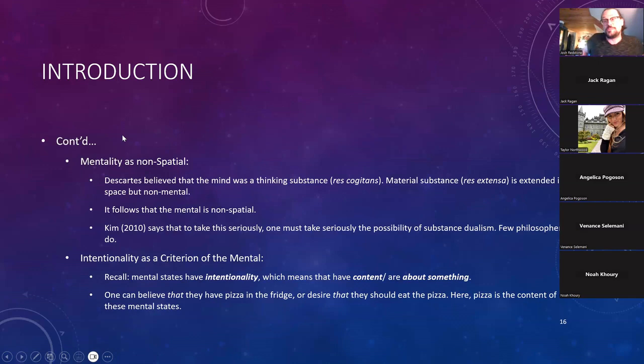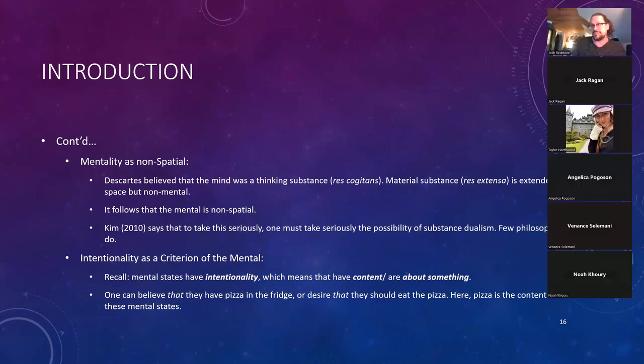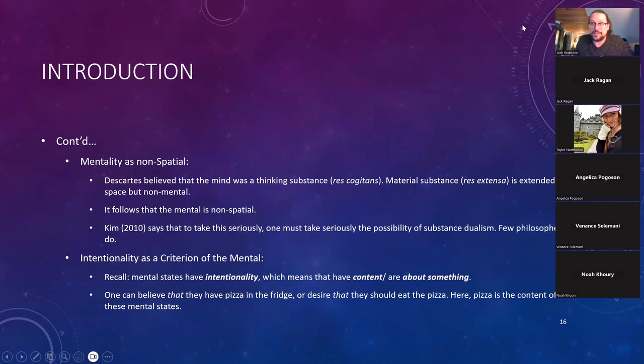Maybe mentality is non-spatial. If you're a Cartesian, you will really be into this one. Descartes thought the mind was a thinking substance, and it was unextended and did not take up space. But the material substance that the world and the body is composed of is extended in space, but it doesn't think. Descartes would deny that a computer can think because it doesn't have res cogitans. It doesn't have thinking substance. It's just made of matter. And Descartes thought the same of animals and the human body. The human body is a machine.